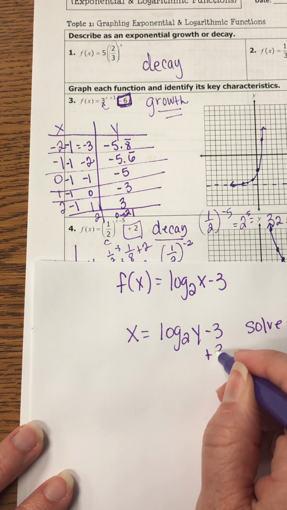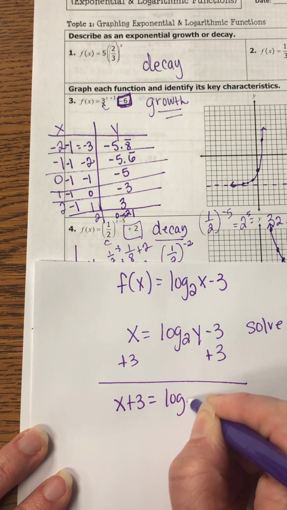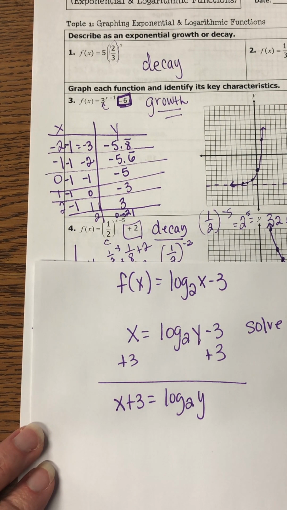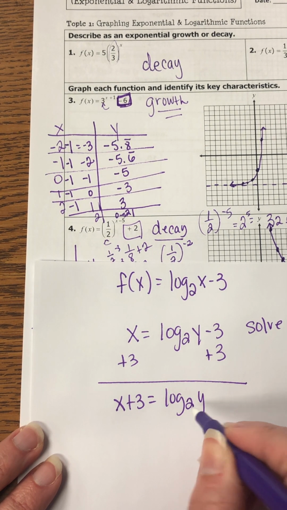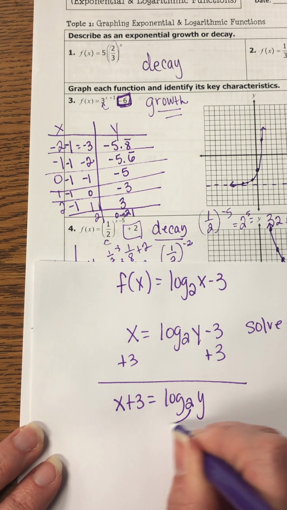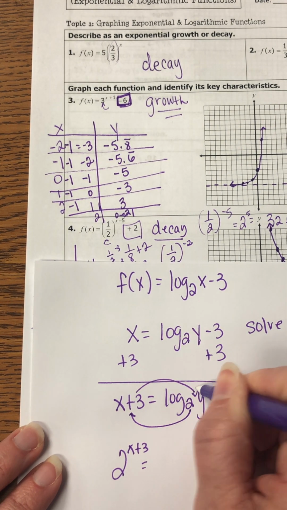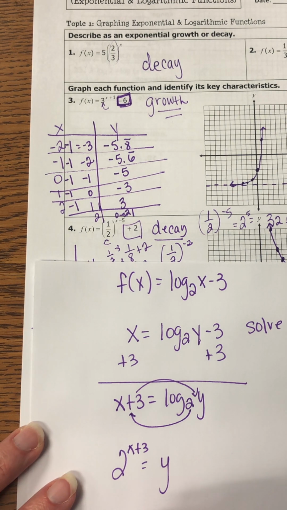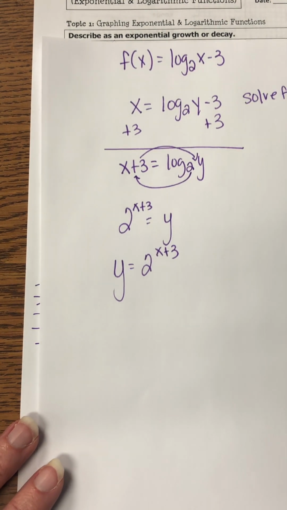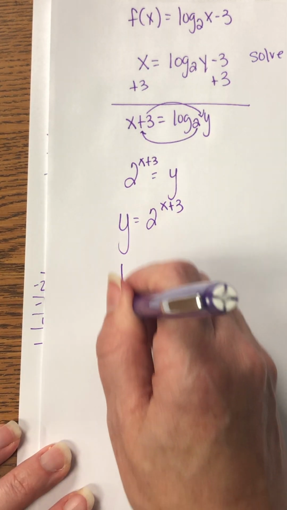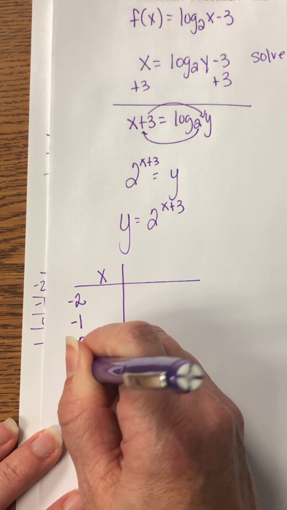So to do that, let's first get rid of that minus 3 by adding 3 to both sides. Okay, now to solve for y, we're going to have to get rid of our logarithm. So we're going to have to change from a logarithm into an exponential function. So we're going to use the log loop. So from our base 2, we're going to do 2 to the x plus 3 is equal to y. And so now we have y is equal to 2 to the x plus 3. So for this one, let's go ahead and do our original x, -2, -1, 0, 1, and 2.